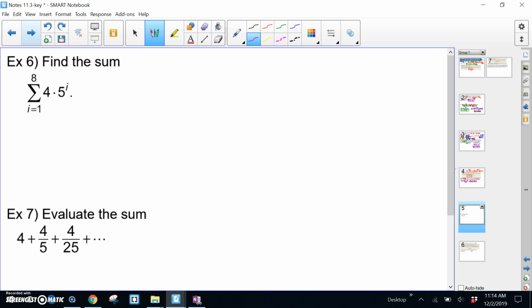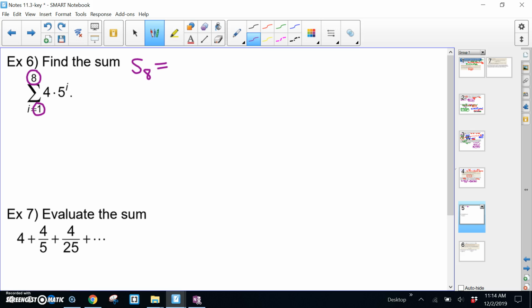Number 6, find the sum. And so you see that sigma symbol, but it's the same thing, okay? We're doing the same thing. N is 8, so we're finding the sum of the first 8 terms. And it's not necessarily just because this is an 8. It's because if you look at both of these numbers, if you plug in 1, 2, 3, 4, 5, 6, 7, 8, you're going to end up adding up 8 things.